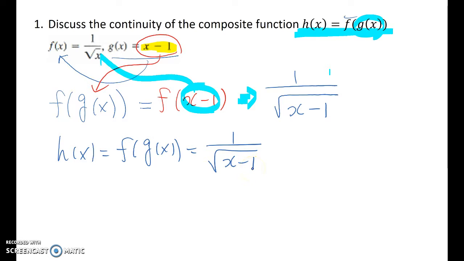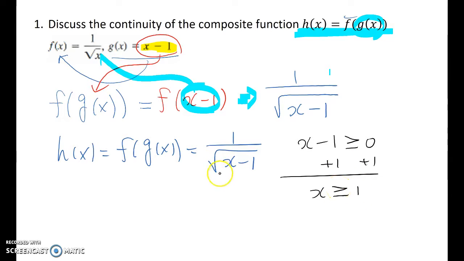Now let's think about continuity for this function. As you know, this is a rational function. In the rational function case, the denominator cannot be 0. At the same time, for the domain of a radical expression, especially a square root, the value inside must be bigger than or equal to 0. So I'm going to set up the radical function property first. So x minus 1 must be greater than or equal to 0. Combine the 1 here, then x must be greater than or equal to 1.